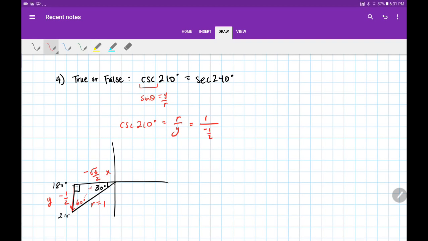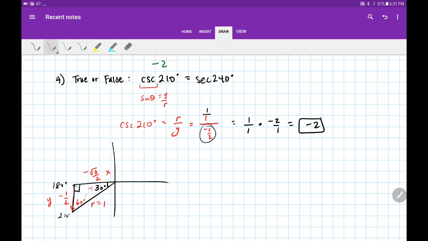We've got a complex fraction, so we need to do some work. So let's do the numerator, which is 1 over 1, times the reciprocal of the denominator, which is negative 2 over 1, and our answer is negative 2. Let's compare that with secant of 240 degrees. So now we know that on the left we have negative 2.